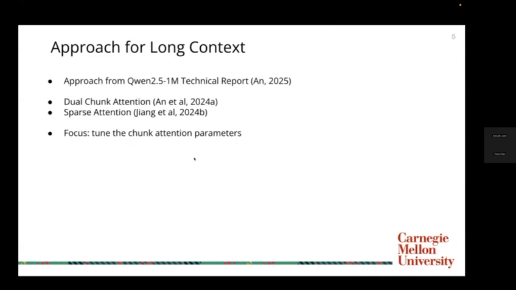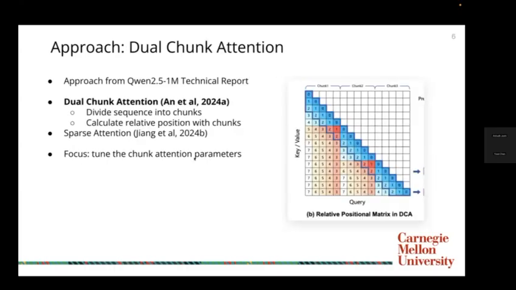So moving on to long context, I will talk about this. Sure. In order to solve the problem of long context, we're basically referring to the approach from the Qwen technical report. This report contains two main parts. One is dual chunk attention, another is sparse attention. Our focus is basically to tune the parameters of chunk attention and some of the sparse attention. Right, so let's go a bit deeper into these two parts.